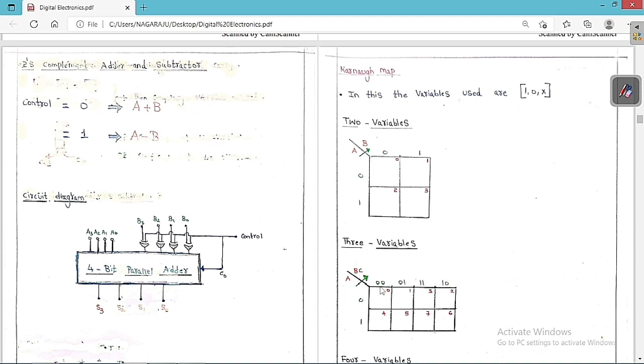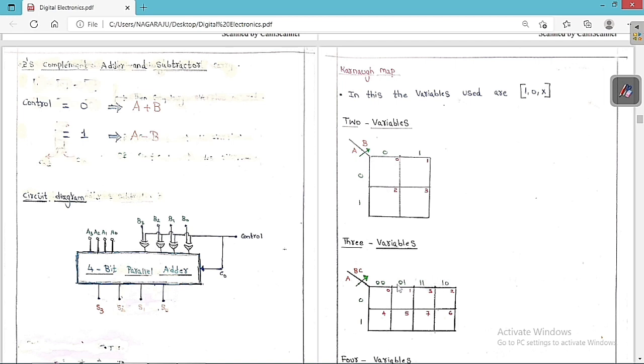You see clearly that with respect to adjacent cells, only one variable should change. If 0 changes to 1, only one variable is changing. Similarly, for these two adjacent cells, 1 1 and 0 1, only one variable changes, 0 to 1. For these two adjacent cells, 1 1 and 1 0, one bit is constant but the other changes from 1 to 0. Only that one changes.